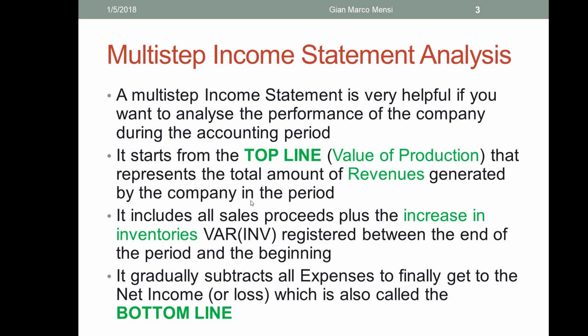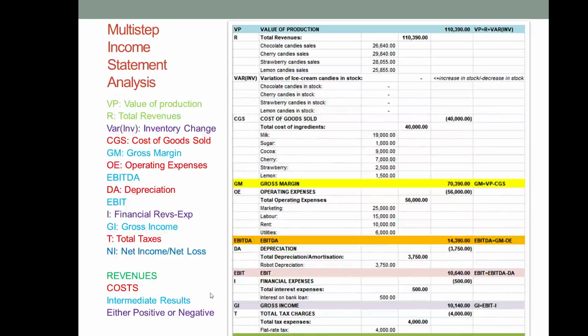From there we start subtracting costs in order to get to what we call the bottom line, i.e. our net income. Why do we call it the bottom line? Well, because it is the bottom line. So we start from the top line, value of production. We start subtracting costs. We get intermediate results, and at the end we get to our bottom line, which is also the net income. Okay?